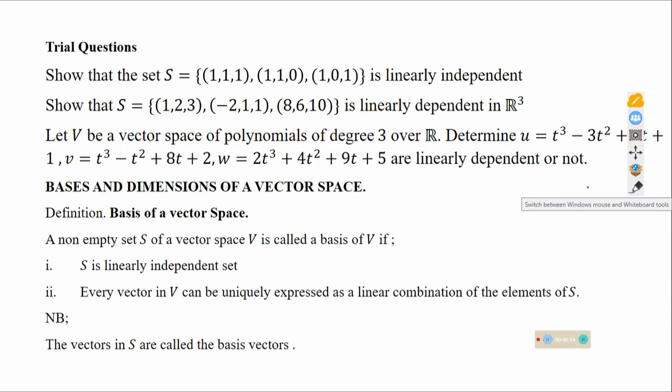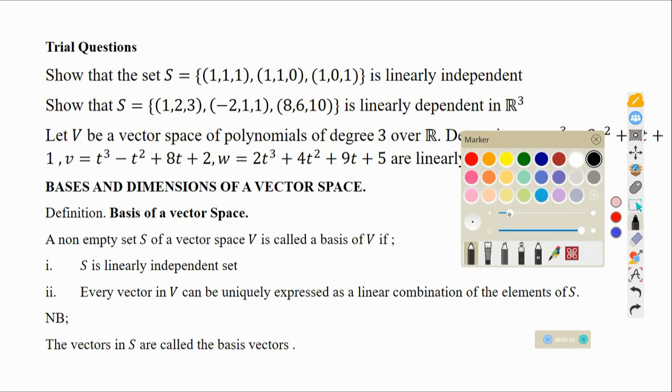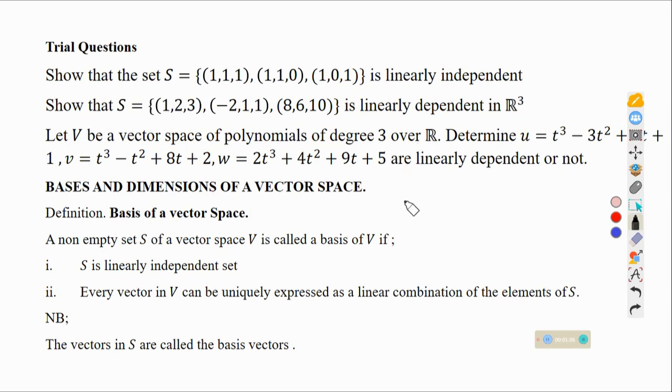So, let us look at what we call the basis of a vector space. To define a basis of a vector space, we shall talk about two things, as I said: the concept of linearly independent vectors and the concept of what we call a spanning set.